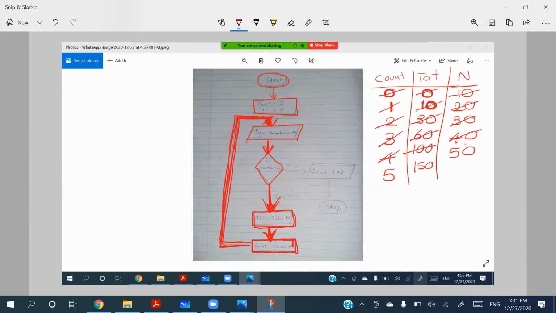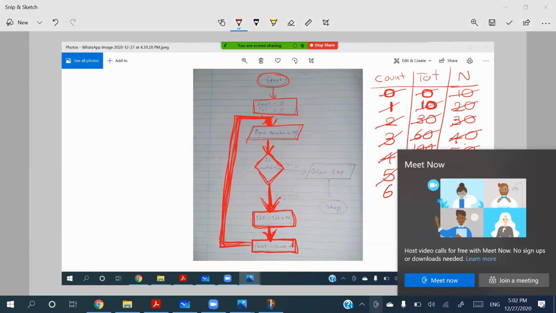Asks for another number. So I'm giving 60 and counter is checked. So counter is less than or equal 5. It is not less than, but it is equal to 5, right? So goes down again. Total will be added with n. So 150 plus 60 is going to be added. That means 210 it's going to be. Then counter will be increased by 1. That will become 6. So goes again.